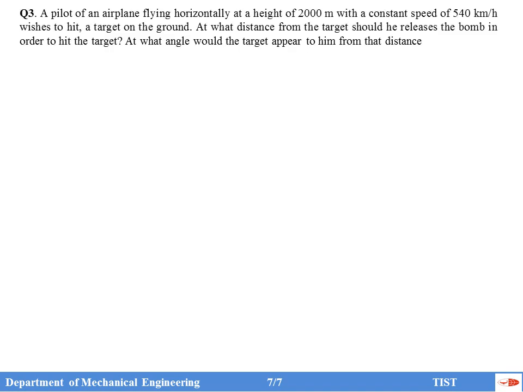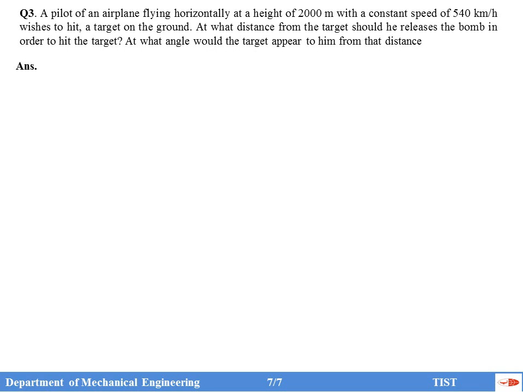Okay, so the last problem of this video lecture: a pilot of an aeroplane flying horizontally at a height of 2000 meter with a constant speed of 540 km per hour wishes to hit a target on the ground. At what distance from the target should he release the bomb? He is releasing the bomb, not the missile. Okay, the bomb, in order to hit the target. At what angle would the target appear to him from that distance?